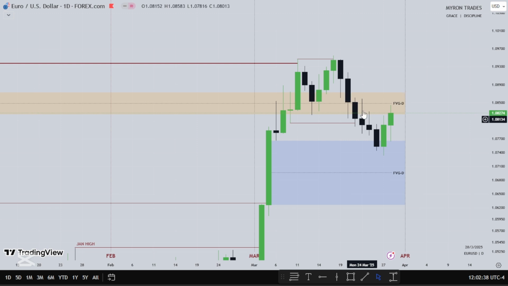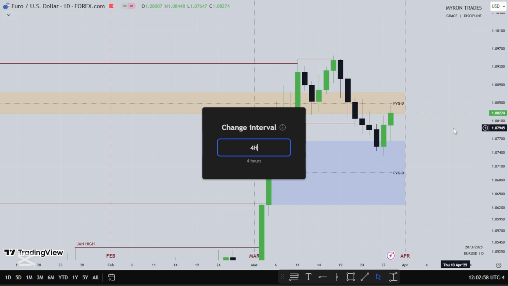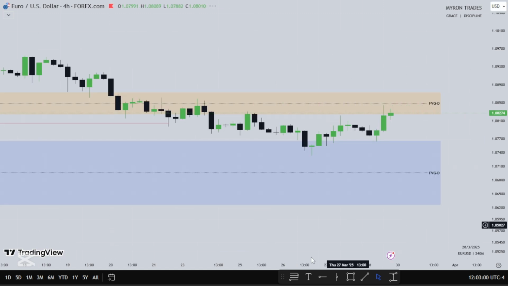This is Monday. Monday found resistance from the midpoint of the fair value gap. Tuesday found resistance from the low of the fair value gap. Okay. Then Wednesday dipped into this huge fair value gap from the daily time frame. Thursday up and Friday up. Let's head down to the 4-hour time frame and see what price did.